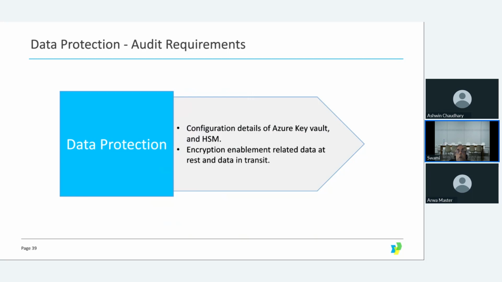And when we talk about encryption enablement related to data at rest and data in transit, that will also be reviewed, and we will be looking at the configurations that you have done for your environment and for your applications. This is from the data protection perspective. Of these three, infrastructure, application, networks and data are all important aspects that we need to ensure are protected and meeting our organization's information security requirements.